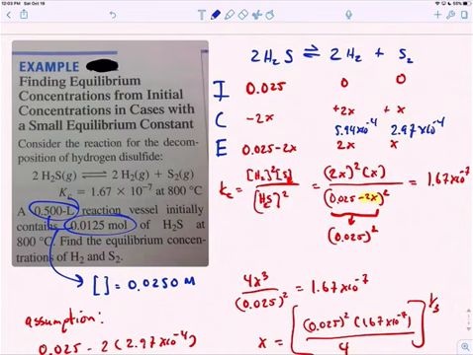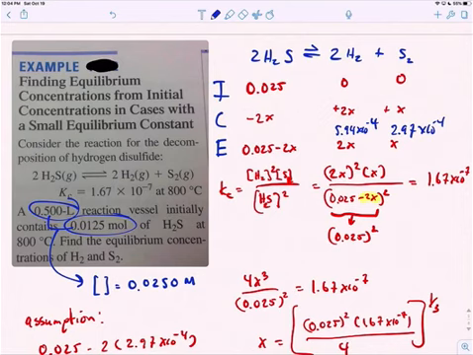So okay, we've done that. We figured out the equilibrium concentrations of those. Recap with this one, because I went over a bunch of side stuff. We have two hydrogen sulfides in equilibrium with two hydrogens and one sulfur. The equilibrium constant is 1.67 times 10 to the minus 7, which is really small. If we initially have 0.025 molar hydrogen sulfide, how much of the products do we have at equilibrium?